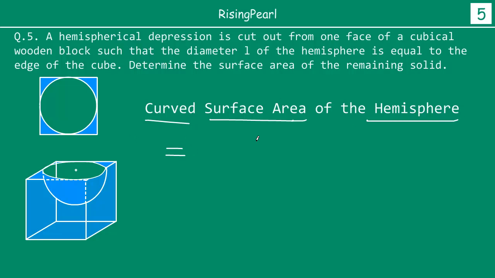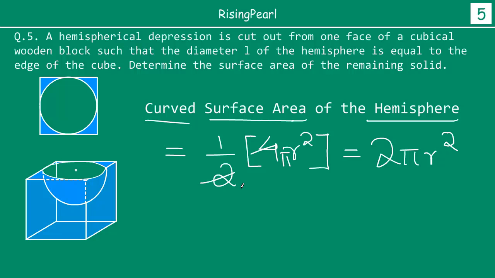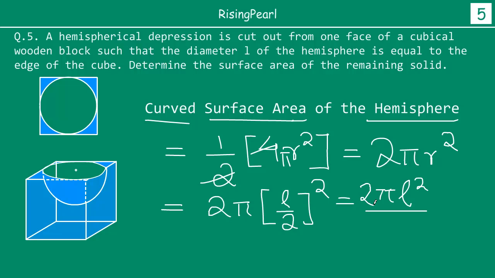So simply we know that the total surface area of a hemisphere is half of 4 pi r square, right? Or in other words, this and this will cancel out, it is 2 pi r square, which is equal to 2 pi times L by 2 whole square, which will be 2 pi L square by 4, which is pi L square by 2. So the curved surface area of the hemisphere is pi L square by 2.